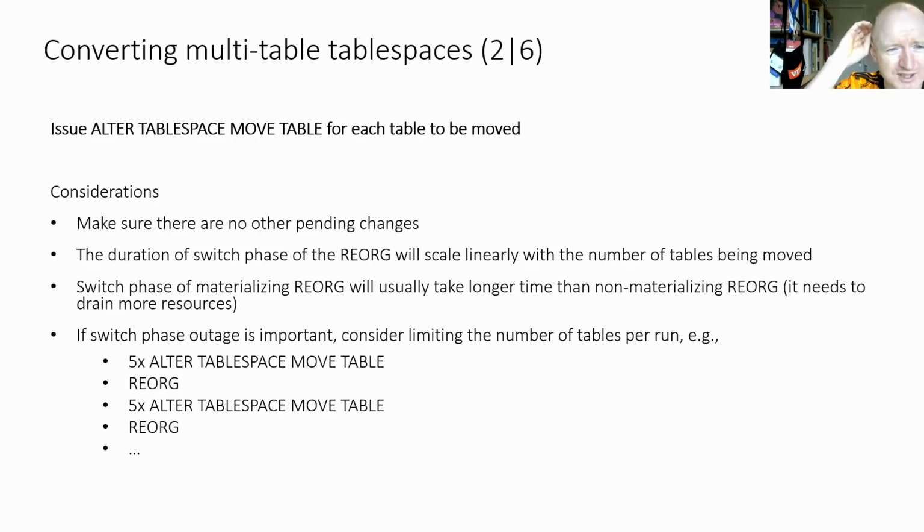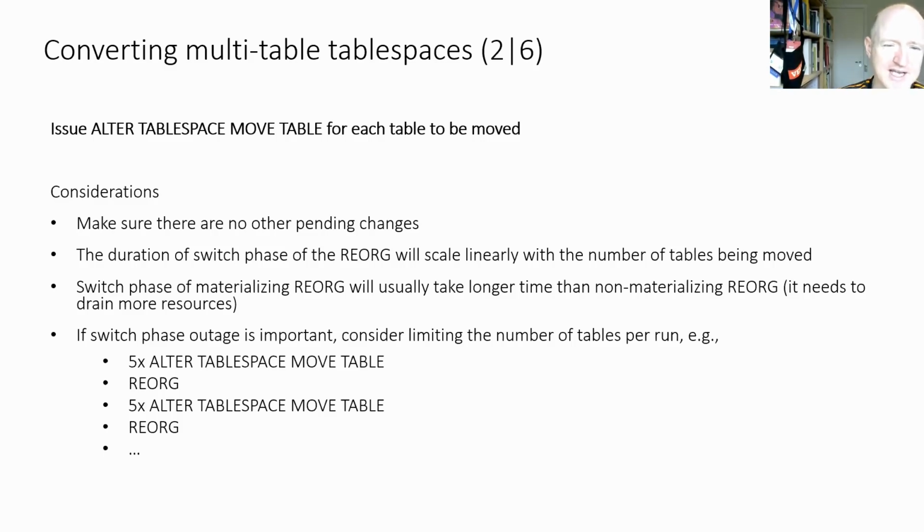Then you issue the ALTER TABLESPACE MOVE TABLE. You have to make sure that there are no other pending changes for the target table spaces. One important thing here is that the duration of the switch phase will scale linearly with the number of tables being moved. So if you're moving 1,000 tables versus 1 table, the switch phase will be 1,000 times longer.